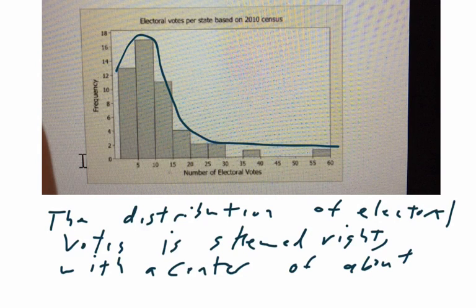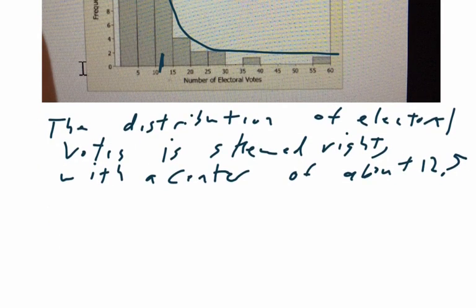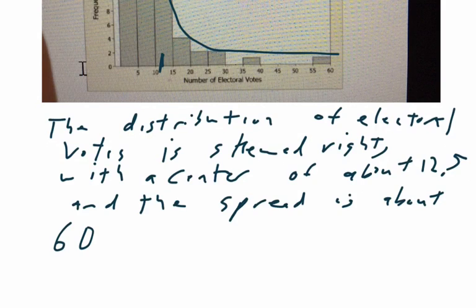Now, where do I think the center is? Probably somewhere in there. So I would go about 12.5. So long as I put about, I don't have to figure it out for sure. And the spread is about 60, because 60 minus 0 is 60, and we'll talk about this more when I get back, but it seems that there is one state over here that is an outlier, because it has far more electoral votes than anybody else.